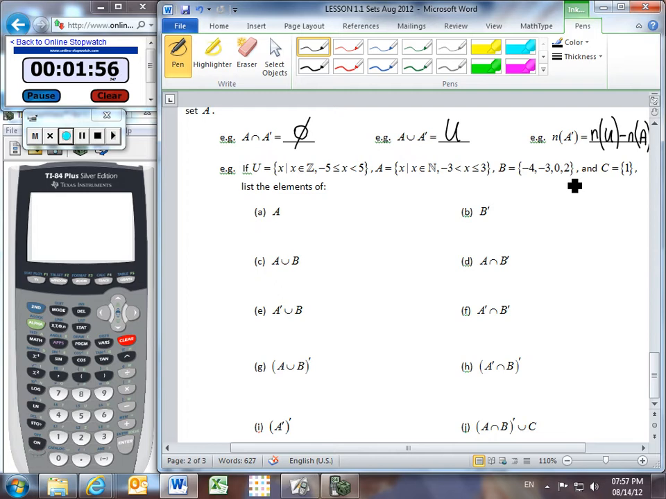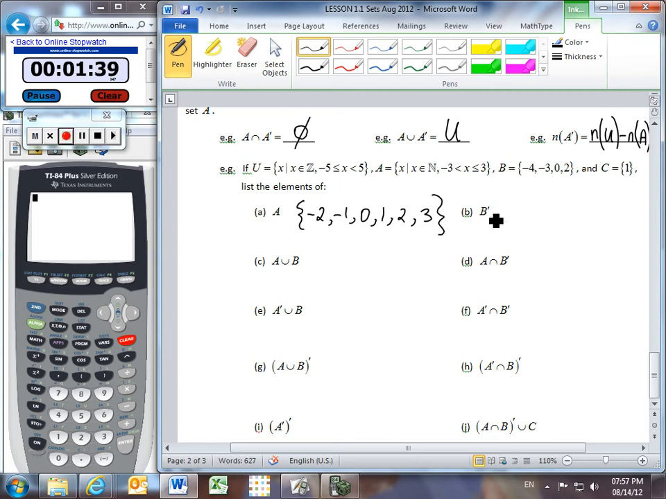It's more explicit. Alright, we need to list the elements of set A. Well, we just described it. That's going to be everything from not including -3, so -2, -1, 0, 1, 2, and 3 is included.